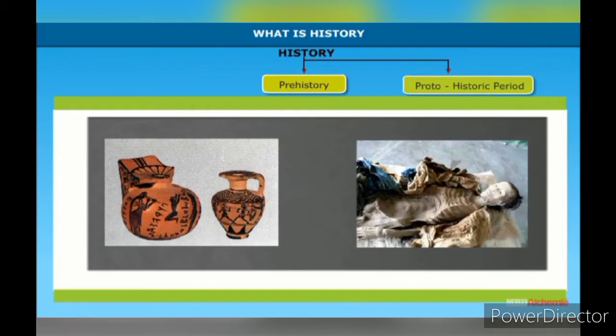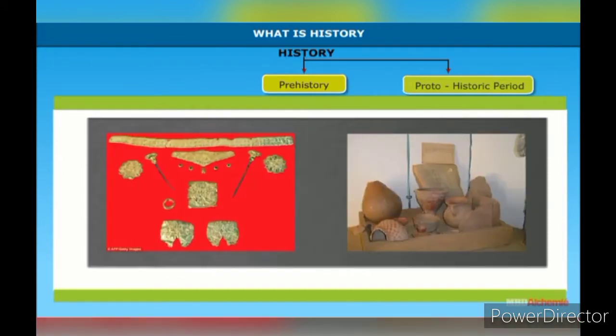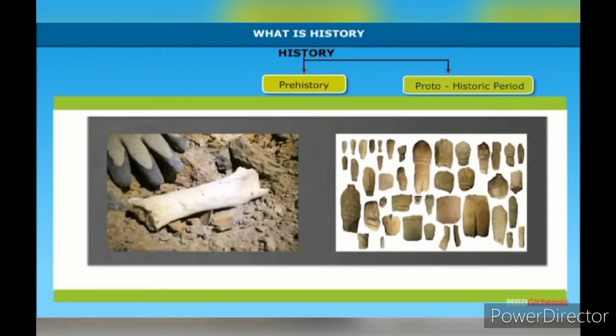History. Prehistory. There are no written records of this period. Men had lived on earth for thousands of years before they learned the art of writing. So, there are no written records to rely on. Thus, the study of the early stages of human history is entirely based on the material remains left by early man.